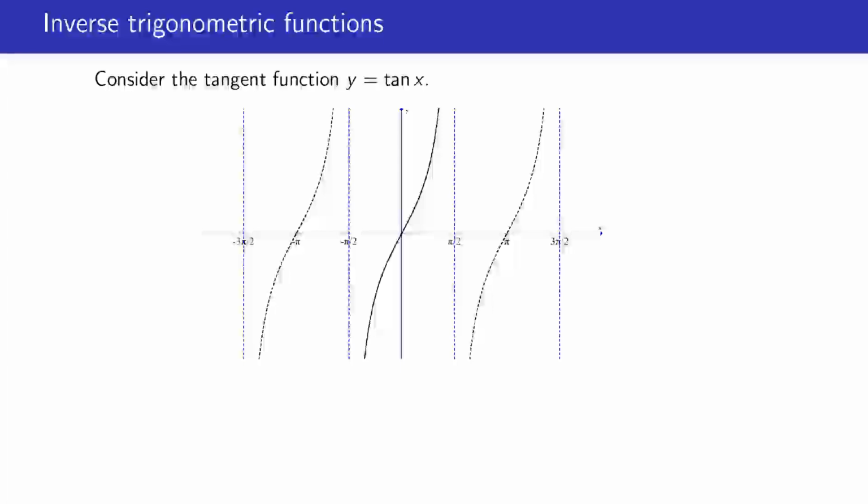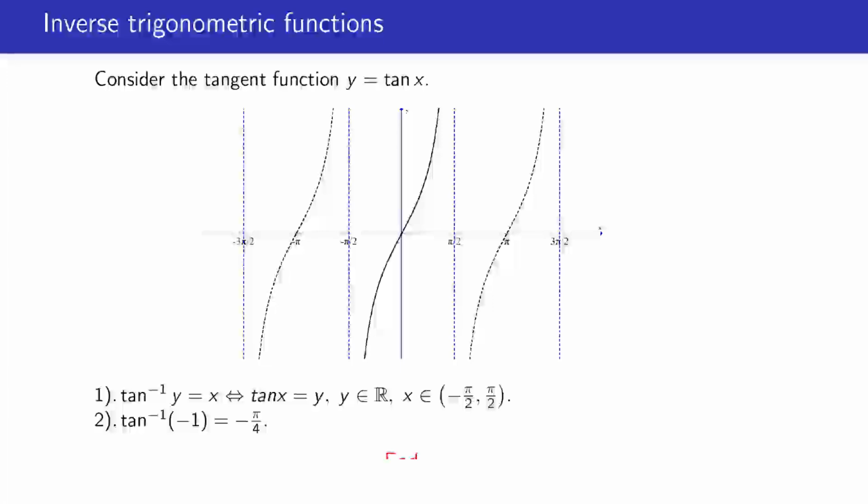In that case, we define tan inverse y to be equal to x if and only if tan x = y, where y is a real number, and x belongs to the open interval −π/2 to π/2. So we see that tan inverse of −1 is the angle −π/4. How do we get this? We look for an angle in the interval −π/2 to π/2 whose tan is −1, and that angle is −π/4, and therefore tan inverse of −1 is −π/4.